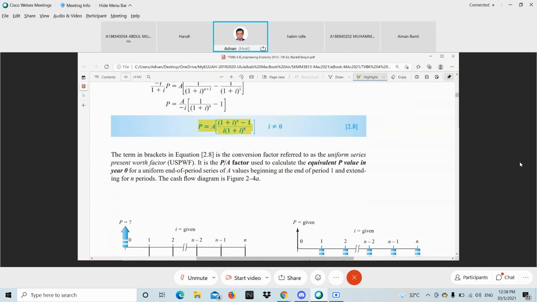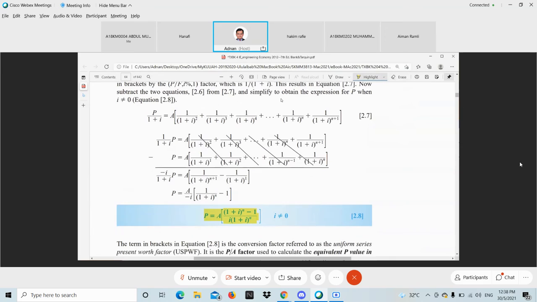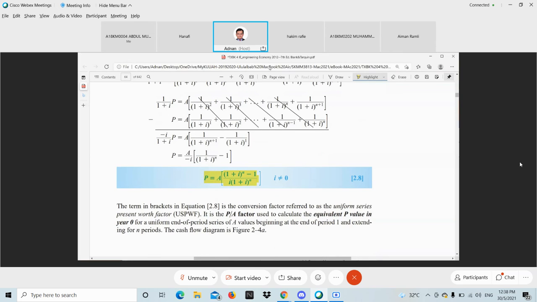How is this derived? This is from the above. What you need to know is the last formula, where we want to know the present value given the installment. It is given by 1 plus I to the power of n minus 1, divided by I multiplied by 1 plus I to the power of n. What is I? Let me ask, Abdul Muaz, what is I? Muaz, are you there?